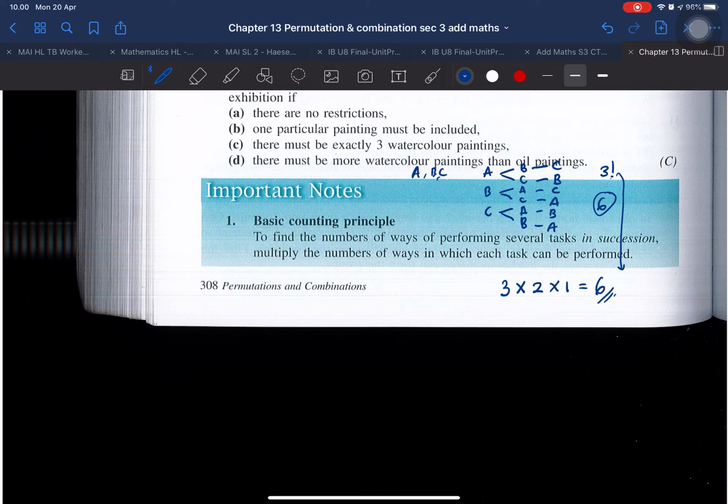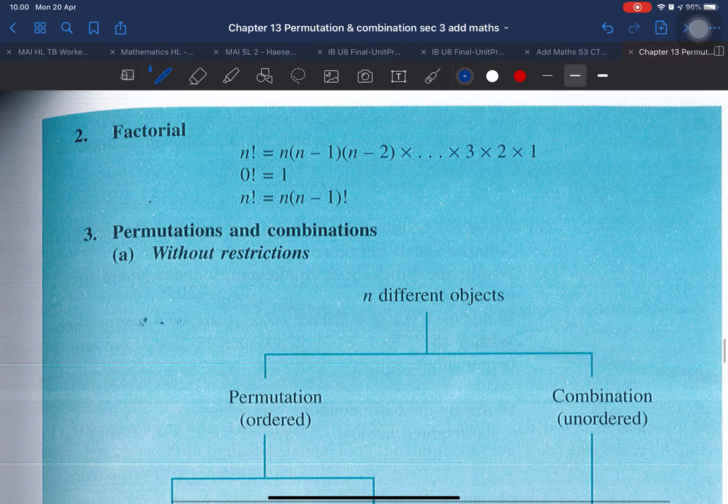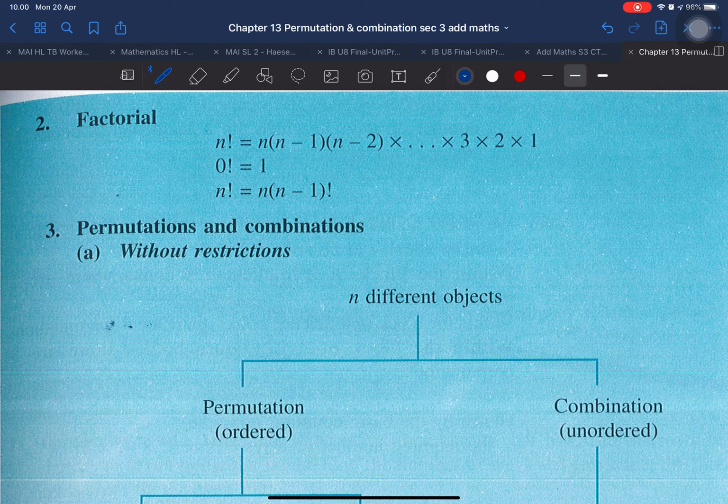Then let me tell you the other number. Let's say 4 factorial. It should be 4 times 3 times 2 times 1, which is 24. Okay, this is the concept of factorial. As I said, you multiply by the next number, 1 lower than the previous number. So 5 factorial is 5 times 4 times 3 times 2 times 1. The answer is 120.